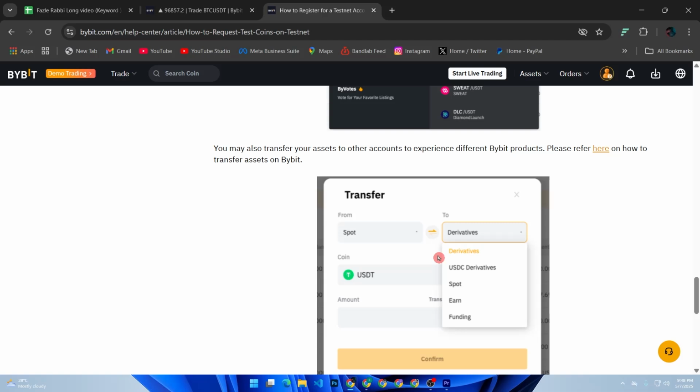You now know the basics of trading futures on Bybit, from setting up your account to placing your first trade.